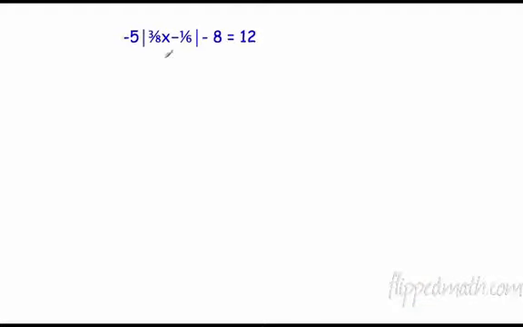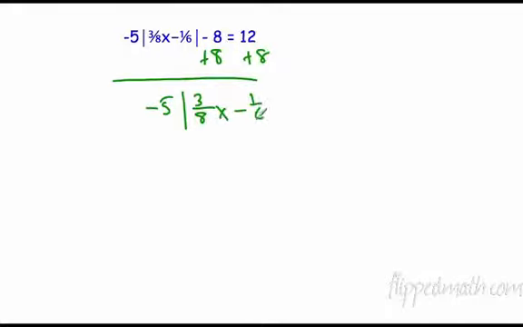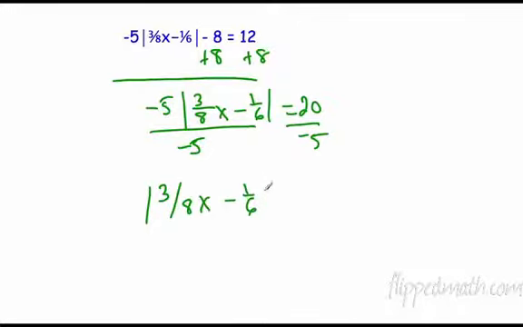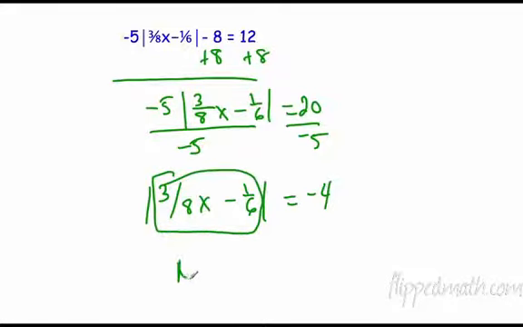Let's try this one. Oh, fractions, this looks nasty. But remember, we have to get everything to the other side, so I'm going to add 8 first. Now I have negative 5 absolute value of 3/8 x minus 1/6 equals 20. Now, remember, I cannot distribute absolute values, so I'm going to divide by negative 5. So now I have the absolute value of 3/8 x minus 1/6 equals negative 4. Now, at this point, I can say I have absolute value equaling a negative number. If I had other things over here, I couldn't say that, but I have just my absolute value stuff equaling a negative. I can't have an absolute value equal negative, so it's no solution.